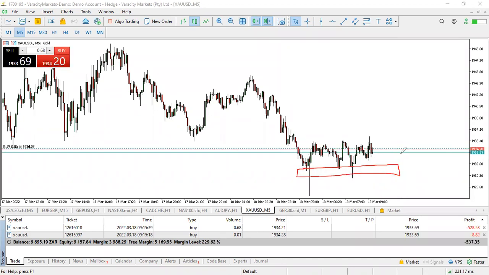So don't buy here. Wait for the market to come inside this zone so that you can risk more, or it breaks below the zone so that you can buy more. So don't buy in the middle of nowhere. Wait for the market to come to your support, refill the support, and then you buy from there.